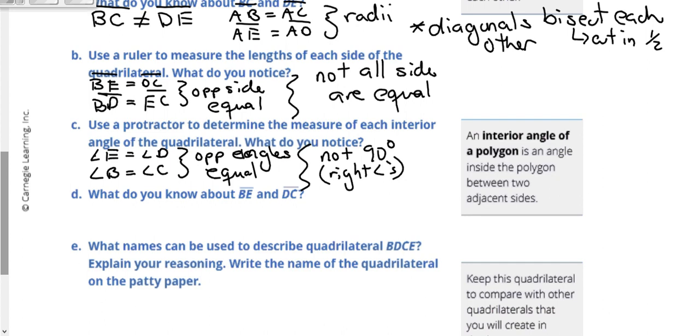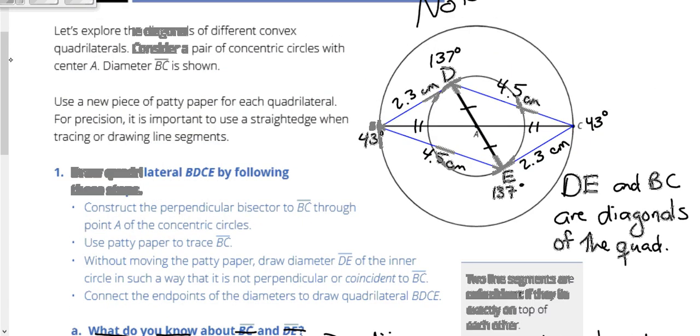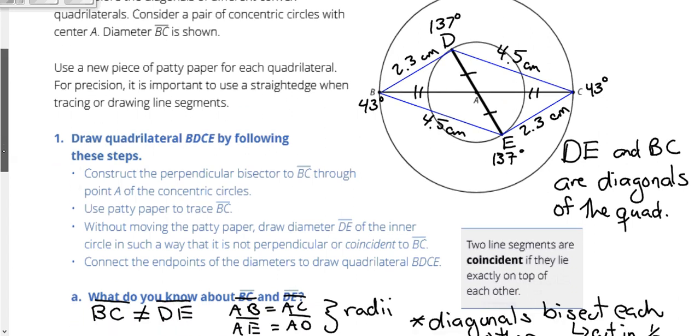The other thing is that we notice, and I'm kind of running out of room here a little bit, that when we add angle E plus angle B, it adds up to 180. So I'm going to scroll back up. When we add E, 137, to angle B, 43, that adds up to 180. When we add B to D, 180. D to C, 180. So that means consecutive angles.